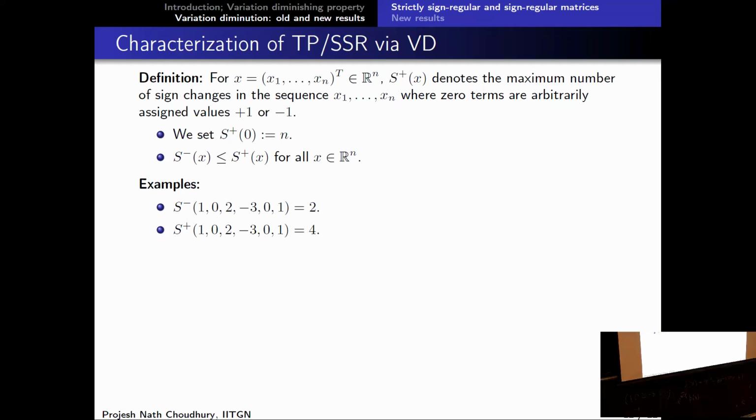This definition is for a non-zero vector of length n. If all the entries are 0, then by convention we set S minus of 0 to be 0 and S plus of 0 to be 0. I hope the definition is clear.